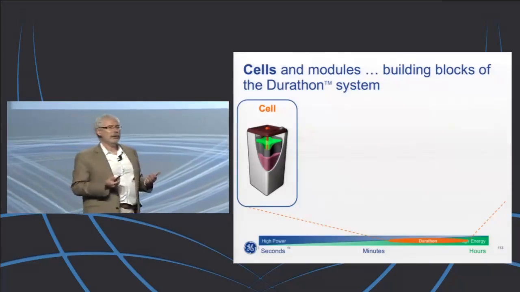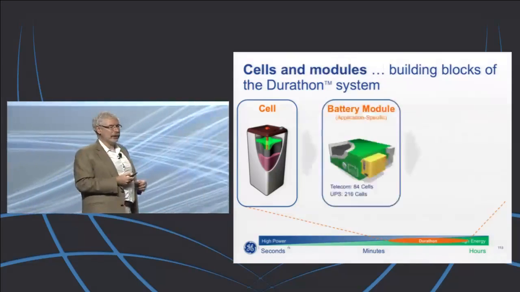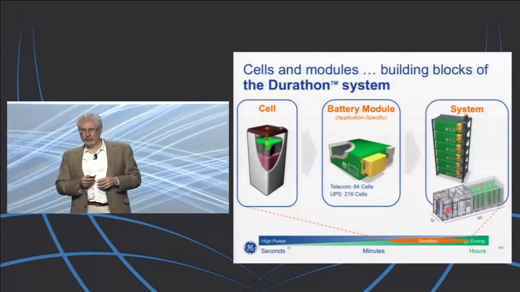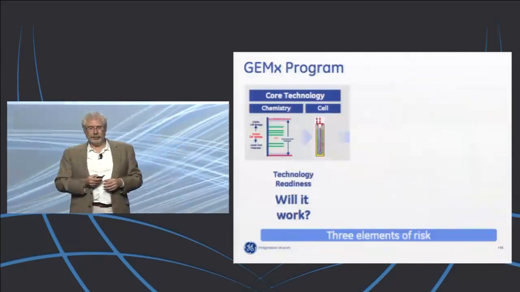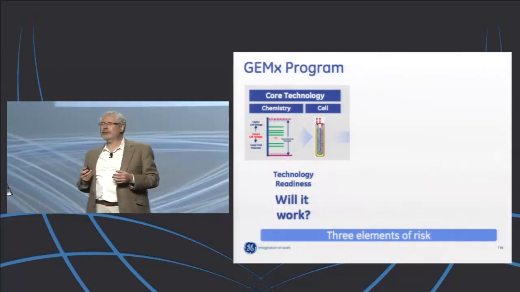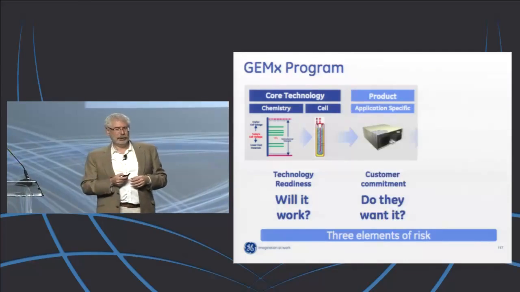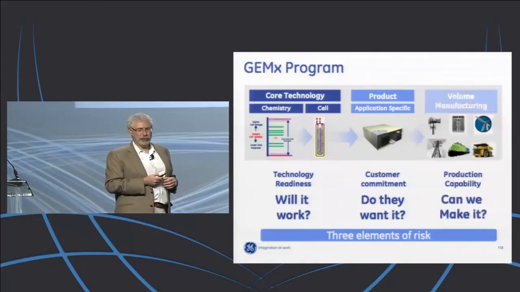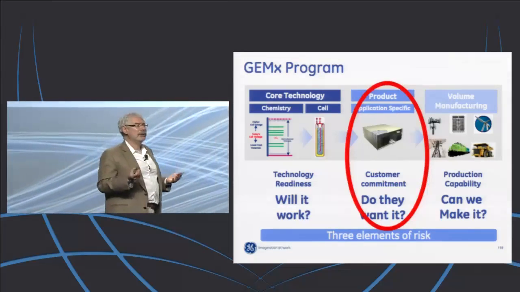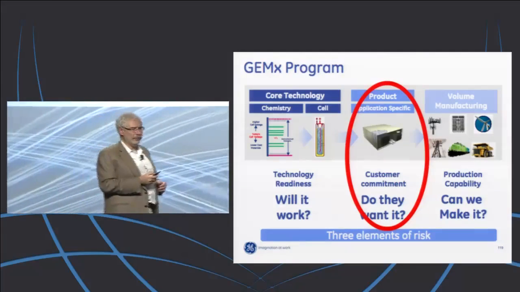And so what they did was take this battery, which is built in cells, modules, and complete systems that could provide hours, if not days, of backup. And he asked 3 questions. One is, will the technology work? It looks like it's going to scale. But are there any customer commitments, and can we make it in volume? And this is where the customer development process came in at GE.